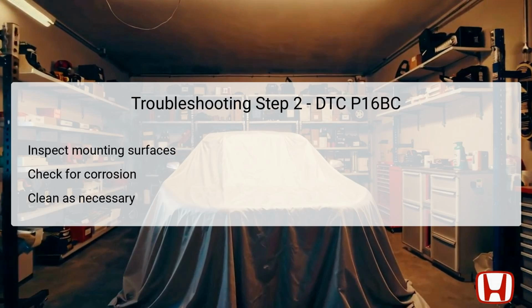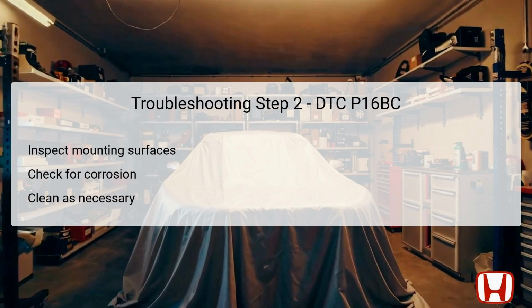In this second step, the focus shifts to the alternator's mounting surfaces for signs of corrosion. Corrosion can impede the effectiveness of the alternator by reducing its ability to ground properly, which is critical for performance. Removing the alternator may be necessary to perform a thorough inspection and cleaning.